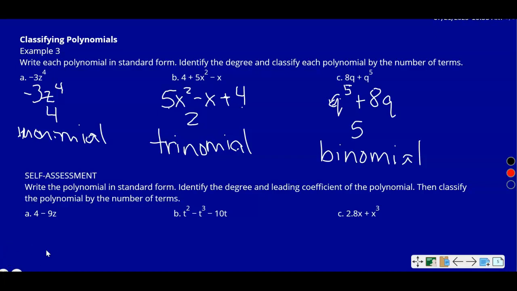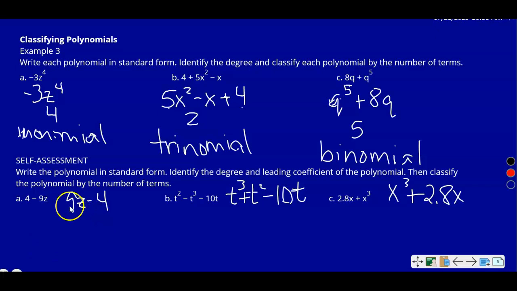All right, self-assessment. Write the polynomial in standard form. Identify the degree and leading coefficient of the polynomial. Then classify the polynomial by the number of terms. All right, pause the video. Take a few moments. Do A, B, and C. Come back to see how you did.